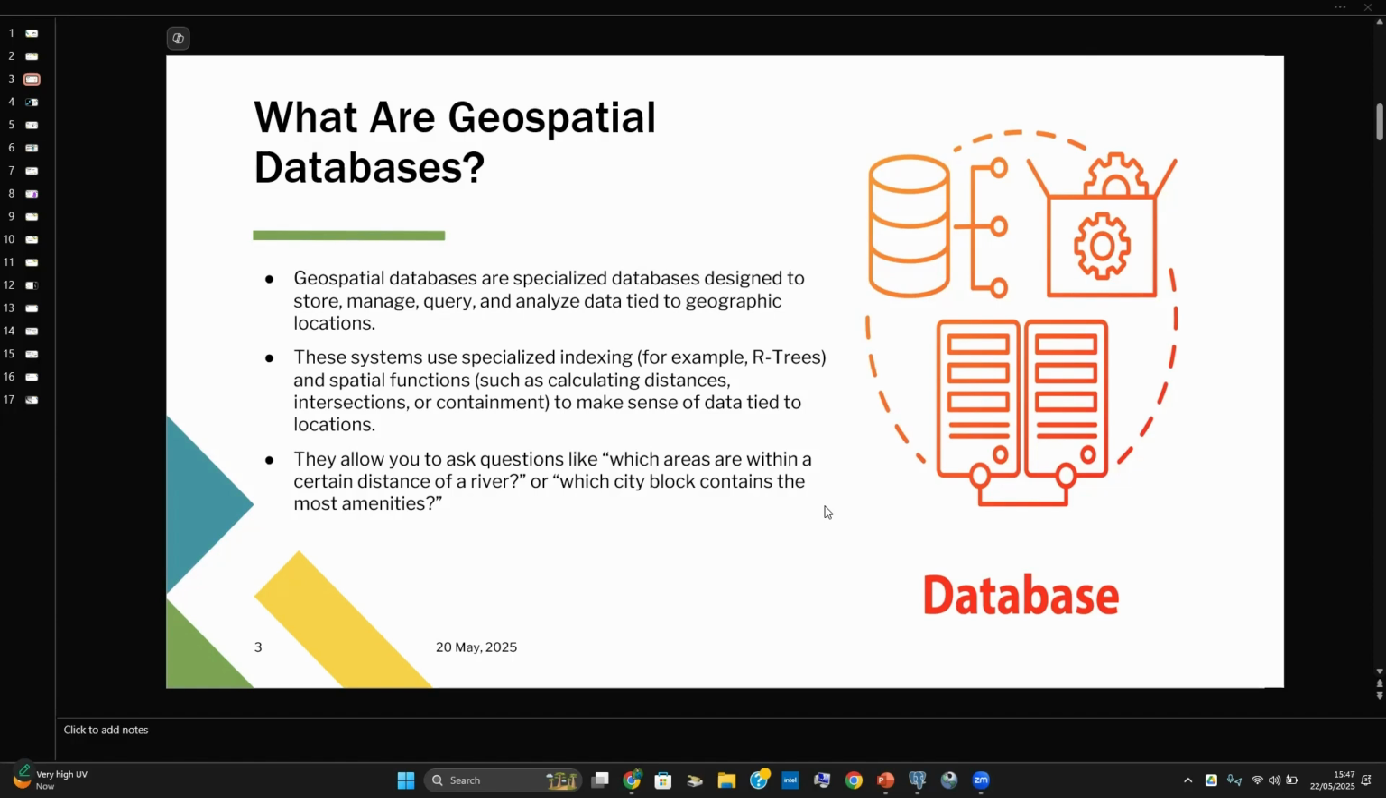That means they are instrumental in fields like urban planning, environmental monitoring, navigation, and much more, because they allow us to ask questions like which areas are within a certain distance of a river, of a street, of a road, of a bridge, of a house, of a building in general, or which city block contains the most amenities, which one contains medical services, a hospital, a police station, a fire station, a fire hydrant, right? So it allows us to ask questions, and more importantly, it is able to answer those questions in most cases, providing the data is there.